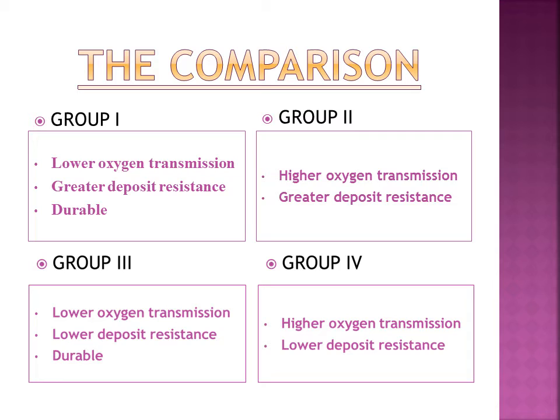Let's now take a look at the comparison between the four groups. Group 1 has lower oxygen transmission, greater deposit resistance, and is durable. However, Group 2 has higher oxygen transmission and is greater deposit resistance. Group 3 has lower oxygen transmission, lower deposit resistance, and is durable. Group 4 has higher oxygen transmission and is lower deposit resistance.